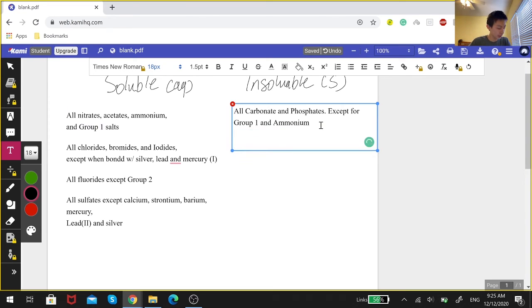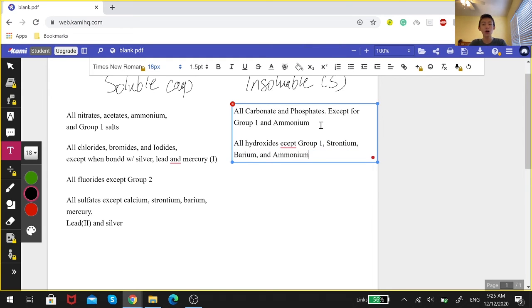So in our next one, we have all hydroxides except group 1 again. And this time we add strontium, barium, and ammonium. So all hydroxides are solid except when it's bonded with group 1, strontium, barium, and ammonium. Now next one, we'll have all sulfides.